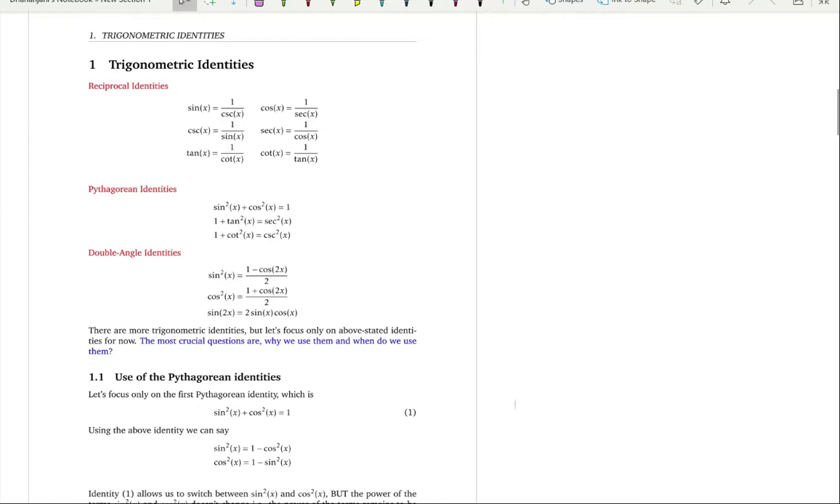Now, probably you already know these identities, but we want to learn how we use these identities and when to use them, because the hardest part in trigonometric integration is to decide which identity to use and how to manipulate them. Usually people don't spend time on learning about identities.